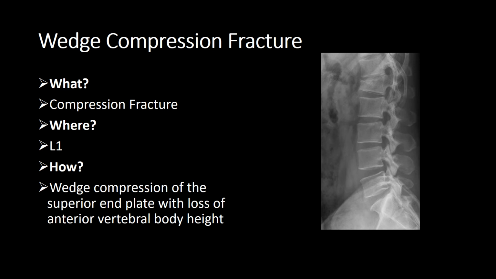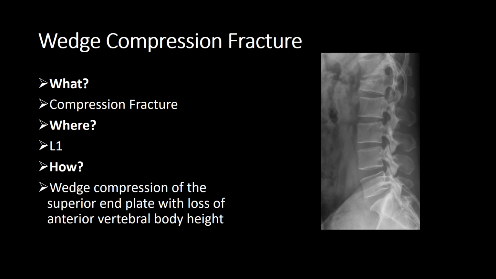So when we look at a compression fracture, what we're looking for is assessing the loss of anterior vertebral body height. People often grade compression fractures, grade 1, 2, 3, 4. Grade 1 is up to 25% loss of the anterior vertebral body height. Grade 2 is up to 50% loss, grade 3 up to 75% loss, and then grade 4 up to 100%.